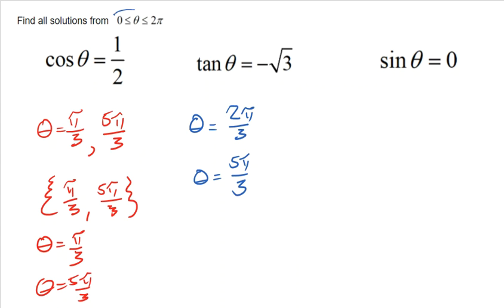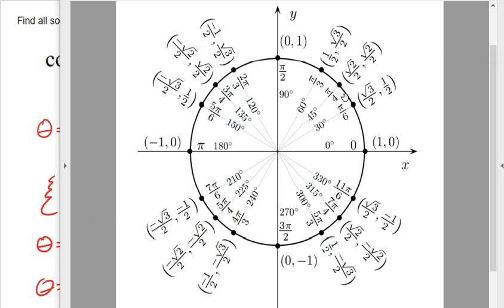And again, if I'm only asking for answers in that unit circle, those are the only ones you need to list. All right, next up, sine of theta equals 0. Now remember, sine is the y coordinate from the unit circle. So what I'm doing is I'm looking for y coordinates of 0. Where do I see a y coordinate of 0? Well, I see it happen at 0 and pi.